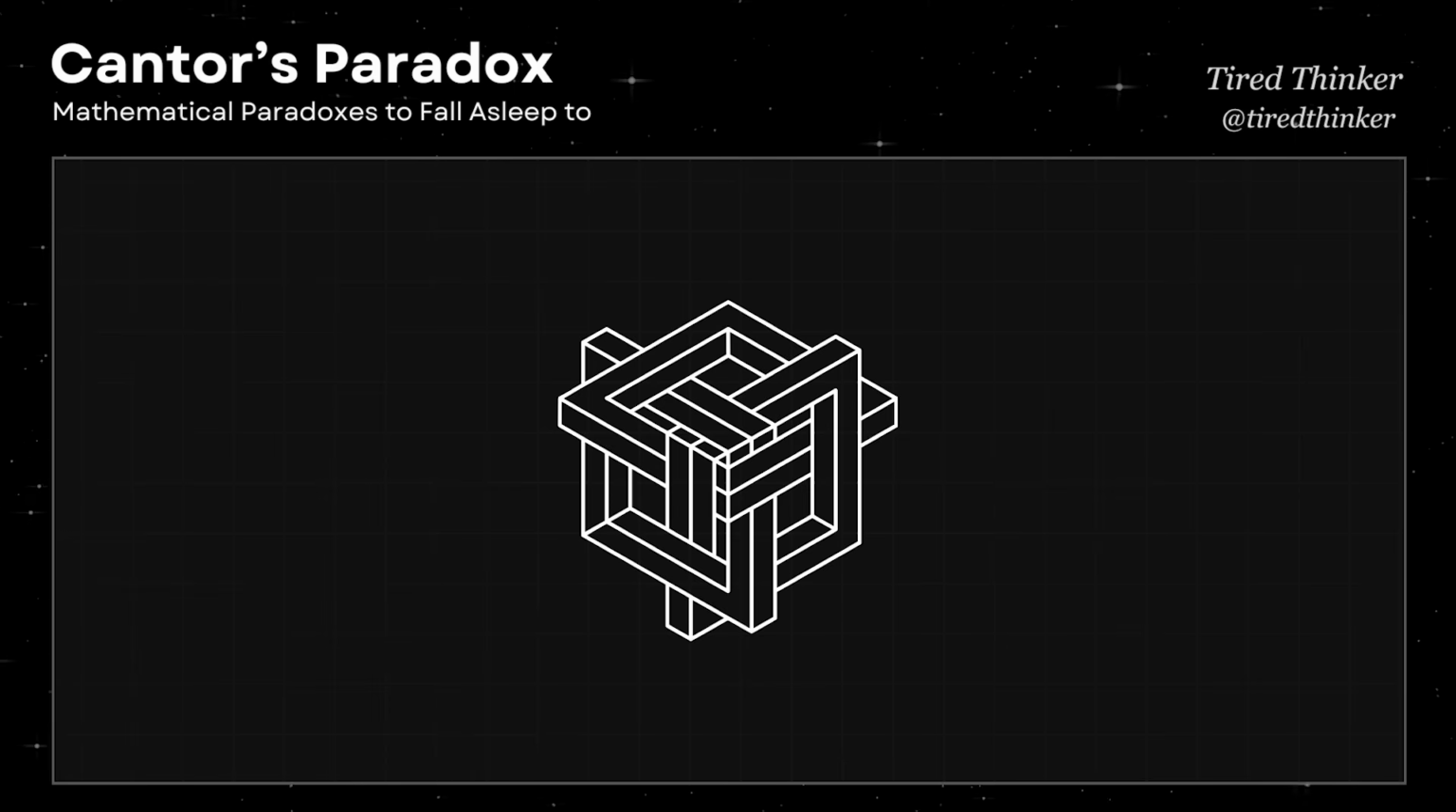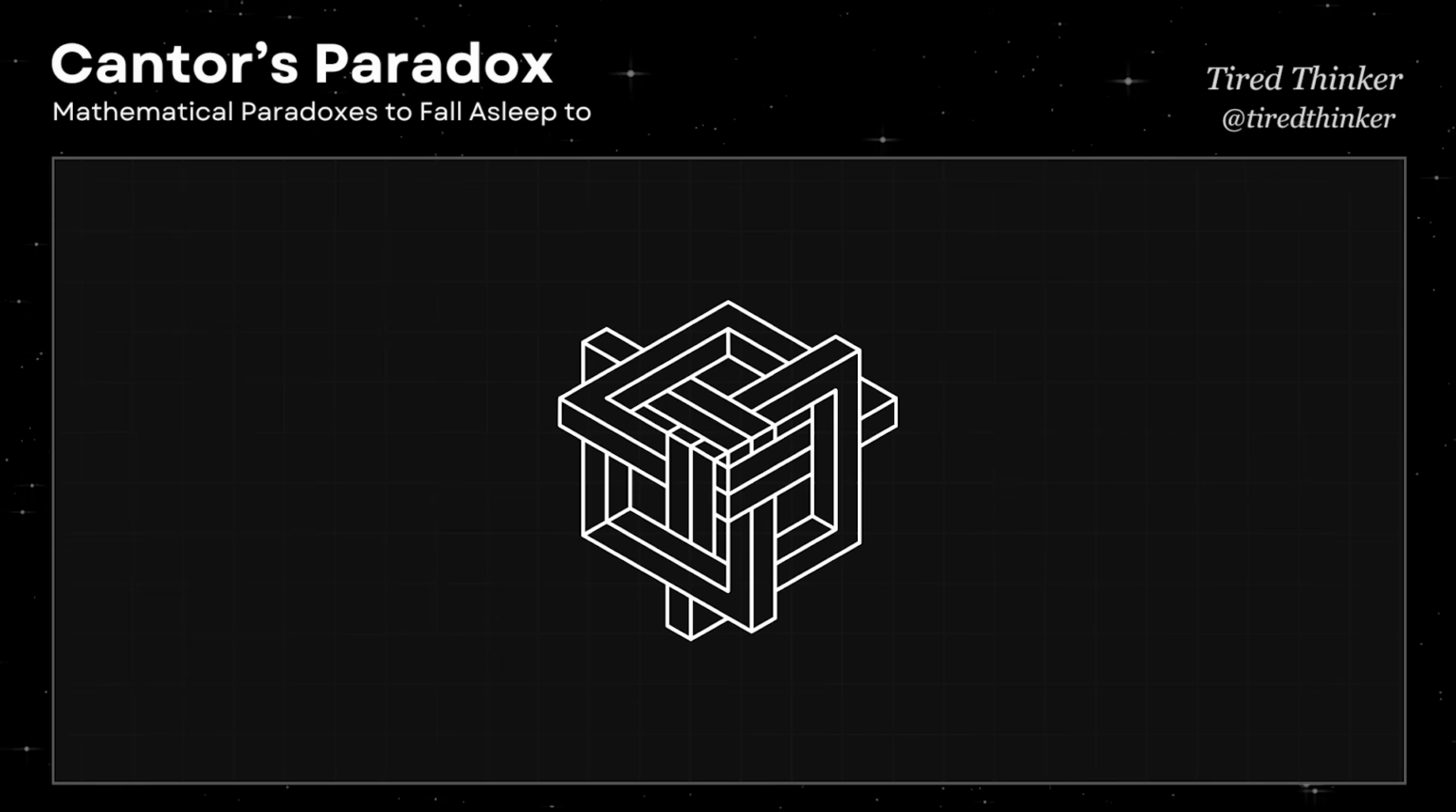The power set is the set of all subsets of a given set, including both the empty set and the full set itself. Cantor showed that the power set of any set, whether finite or infinite, is always strictly larger than the original set. This creates a paradox when applied to the set of all sets.